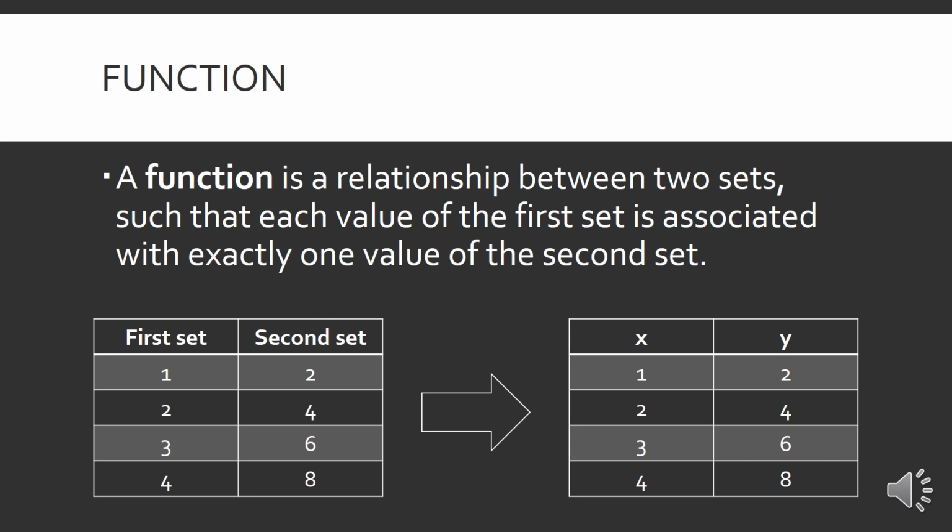The first set is represented by the variable x, while the second set is represented by the variable y. So therefore, instead of writing first set, we will use x. Instead of writing second set, we will use y. Again, if x is 1, y is 2. If x is 2, y is 4, x is 3, y is 6, x is 4, y is 8.